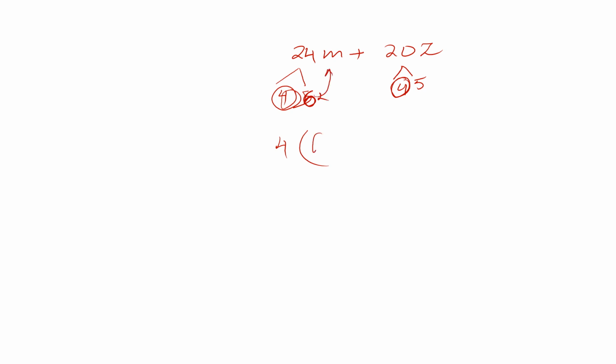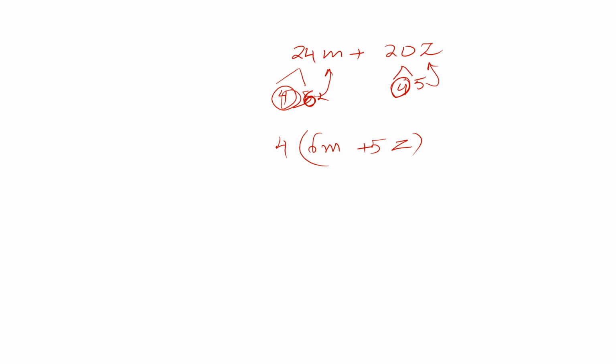Let's try a question. If I have 24m plus 20z, what is common in them? 4 is common because 4 times 6 is 24 and 4 times 5 is 20. So 4 is common. Write the 4, open the bracket. What is left now? 6m is left here. And what is left here? 5z is left. So this is how we solve the GCF questions.